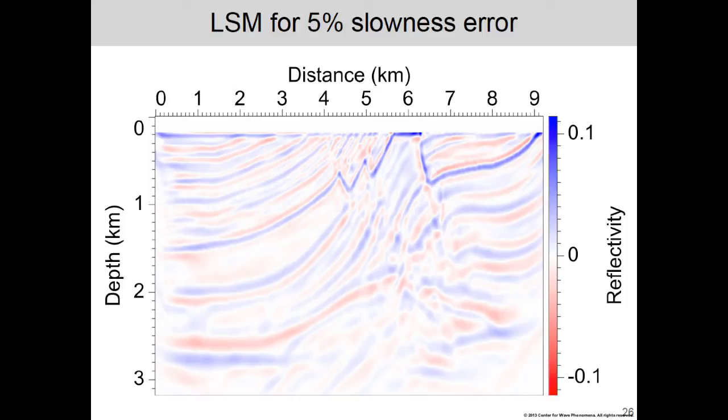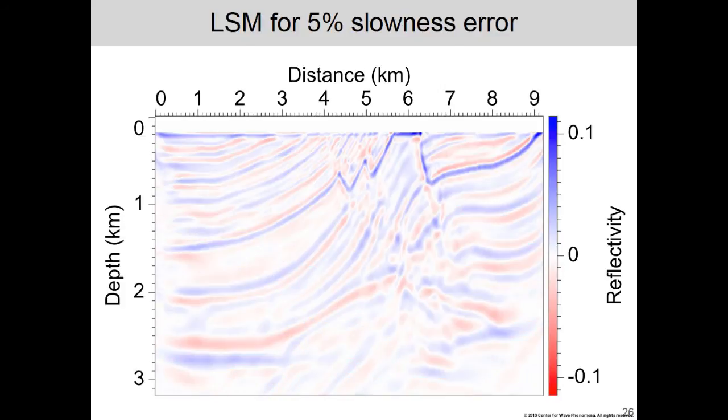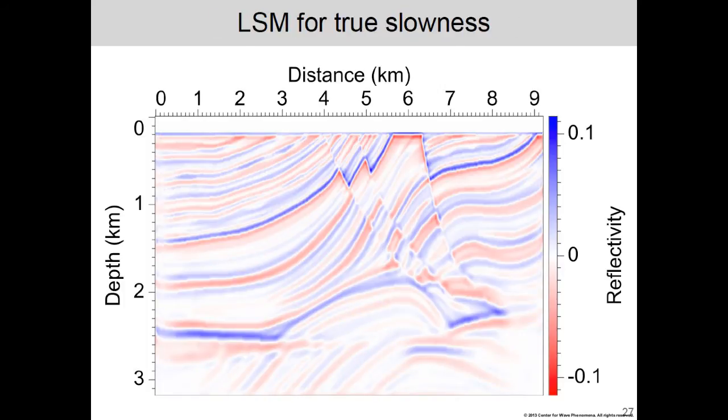So again, this is 20 iterations of least squares migration. And comparing this to the least squares migration for the true slowness, we see that reflectors are misplaced and are also defocused. And this, of course, results from errors in travel time in the simulated data due to the error in the background slowness model.